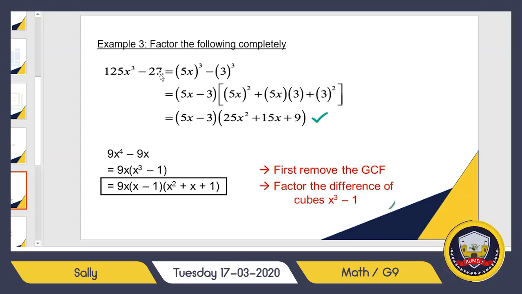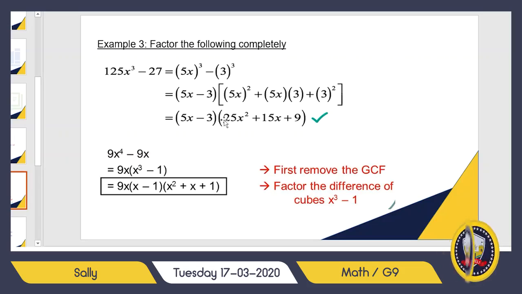I will write down two brackets, a smaller one and a bigger one. In the first one, the smaller one, I will write down the cubic root of each term. So I ask myself, what's the cubic root of 125? It's 5. And what's the cubic root of x to the power of 3? It's x. So the first term in the first bracket is going to be 5x. Minus, I will put the same sign as the problem in the first bracket. And what is the cubic root of 27? It's 3, as we know. Okay, what about the bigger bracket? The bigger bracket should contain 3 terms.